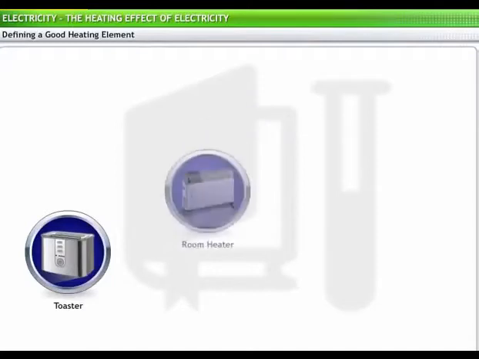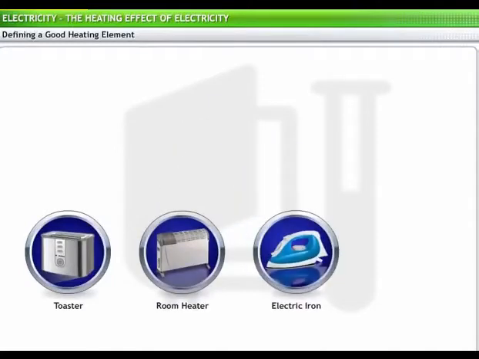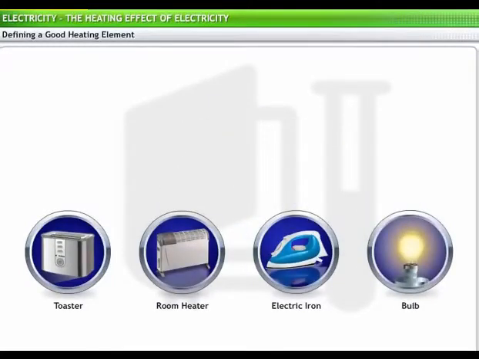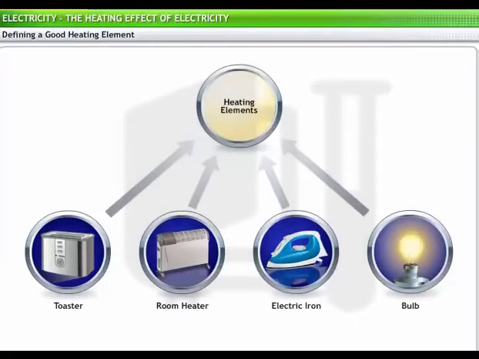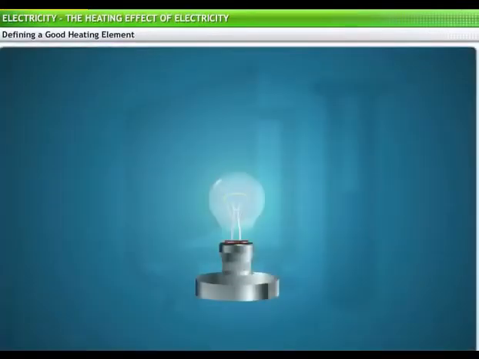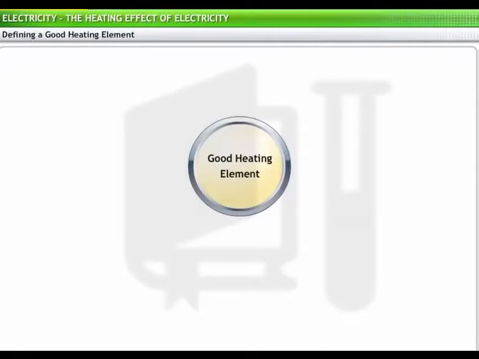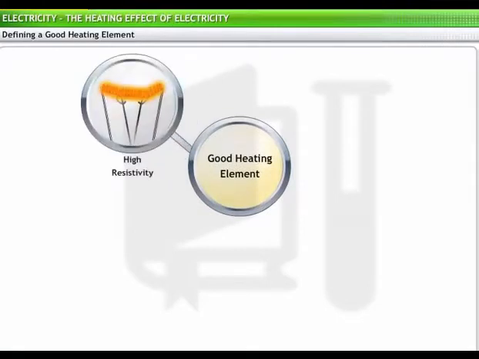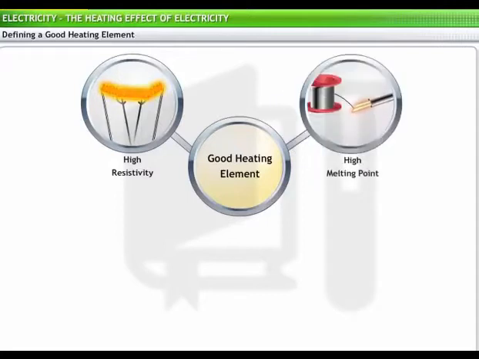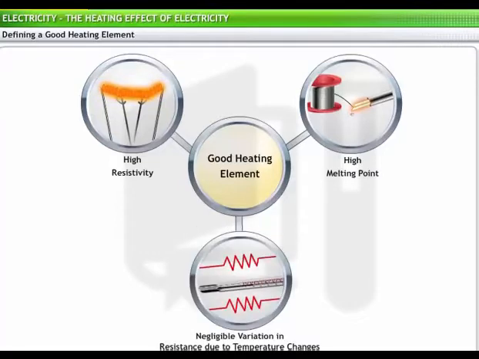Metallic conductors used in electrical heating appliances to convert electrical energy into heat are called heating elements. For example, the filament in a bulb is a heating element. A good heating element should have high resistivity so that it gets heated quickly, high melting point to enable it to withstand high temperature, and negligible variation in resistance due to temperature changes.